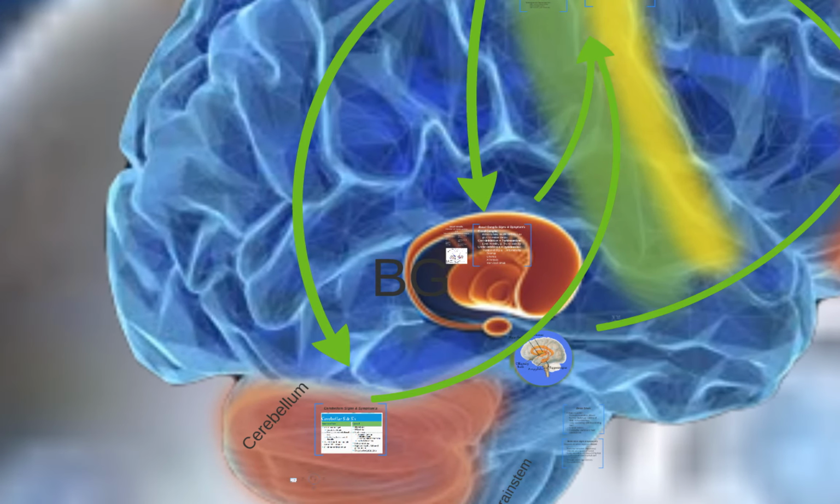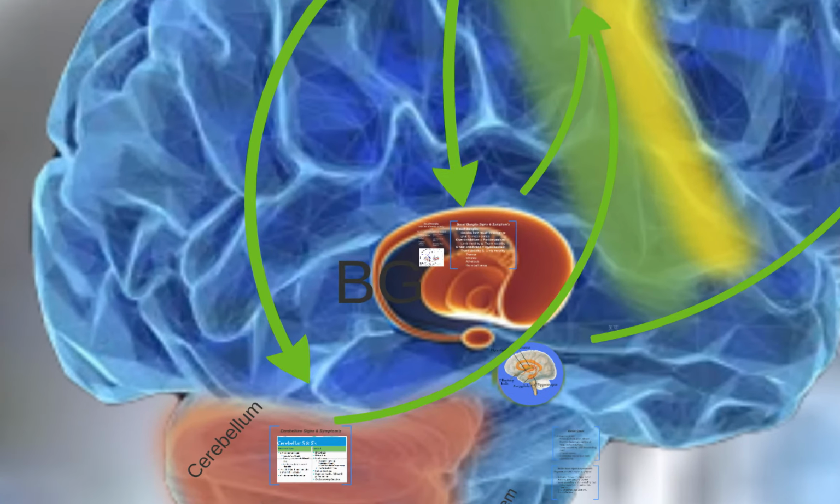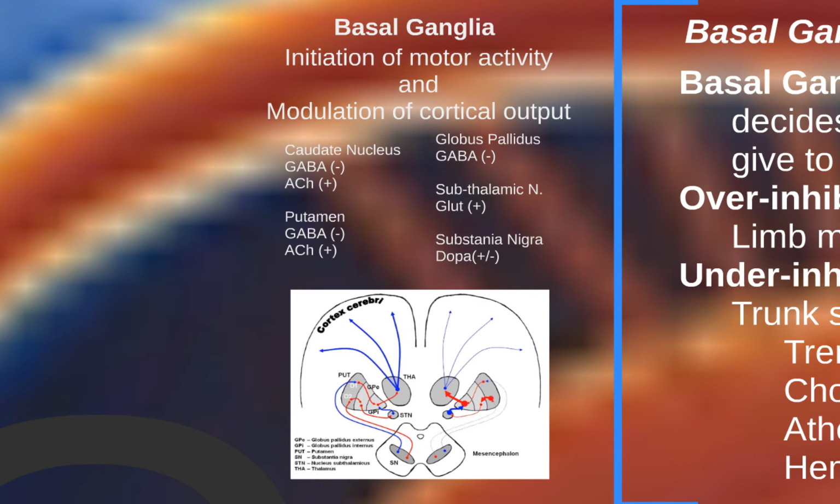So now this information is sent out. It's sent out through the corticospinal tract, and as it's being sent out, the relay of information is being shared from the basal ganglia. So the basal ganglia itself is actually a complex system with multiple different regions. You have your globus pallidus, your putamen, your substantia nigra, your subthalamic nucleus, and your thalamus. Now, the initiation of motor activity and modulation of cortical output is all happening directly through the thalamus.